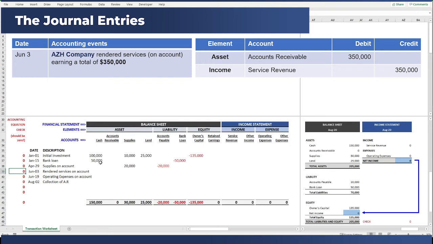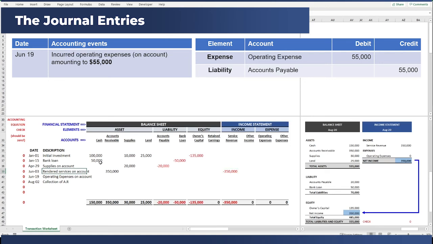The fourth transaction is when AZH Company rendered services again on account, earning a total of 350,000. When we say on account, meaning the customers didn't pay us yet. So we increased our accounts receivable by 350. And then we earned revenue for 350. You know that an increase in revenue is a credit. So our check is still the same, 0, because our debit of 350 from accounts receivable, increase in asset, is equal to a credit of 350, which is an increase in revenue.